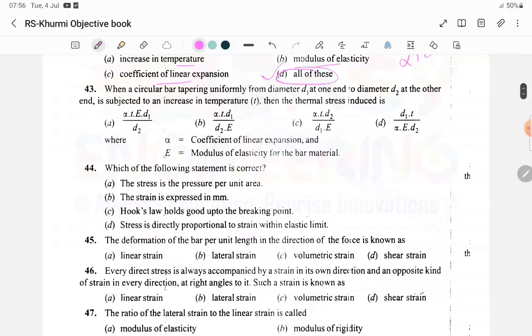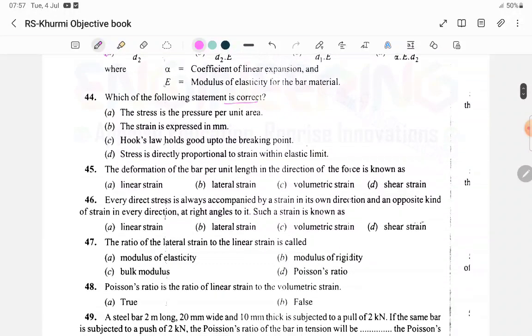A circular bar is tapered uniformly from D1 at one end to D2 at the other end, and is subject to an increase in the temperature T. The thermal stress induced is equal to alpha T E into D1 by D2. So this is the 43rd question, the answer is A. Which of the following statements is correct?